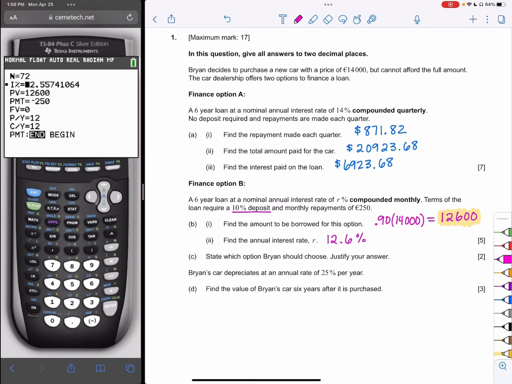For part C, it asks which option Brian should choose, and to justify your answer.